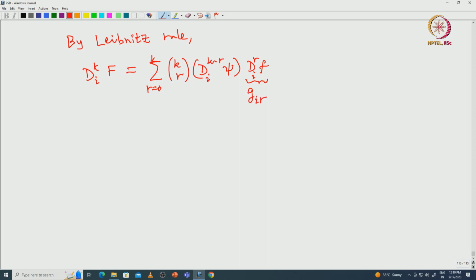To begin with, these are distributional derivatives, but since these are L2 loc functions and again this has compact support, because psi is smooth, that implies D_i^k F also belongs to L2 of R^n.